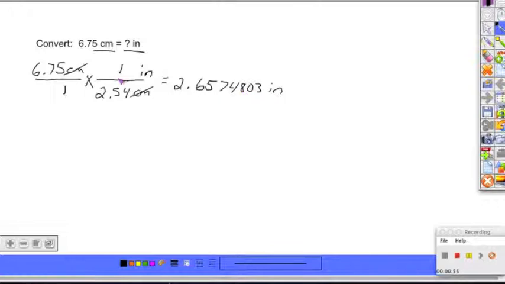However, using the rules of significant figures, if you have a value of 3 sig figs, divide a value of 3 sig figs, we're going to keep 3 significant figures, and don't forget to look at the last digit there to round the previous one up or down. Our final answer ends up being 2.66 inches.